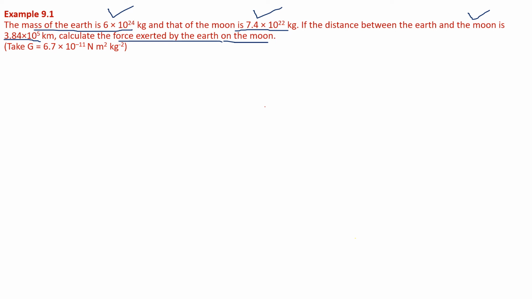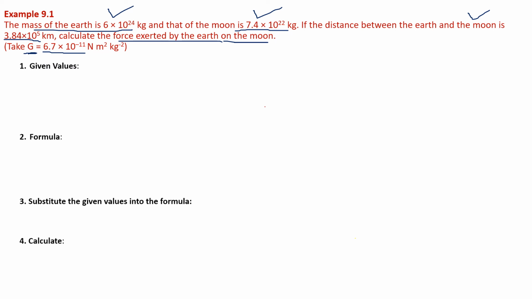Let's understand what is the force now. It's given that the constant is 6.7 into 10 to the power of minus 11 Newton meter square per kg square. Let's do the calculations now. To solve, there are 4 steps: list out the given values, then bring the formula, then substitute the given values into the formula, and calculate. These are the 4 steps, remember them. Let's go one by one. Let's go for the given values.